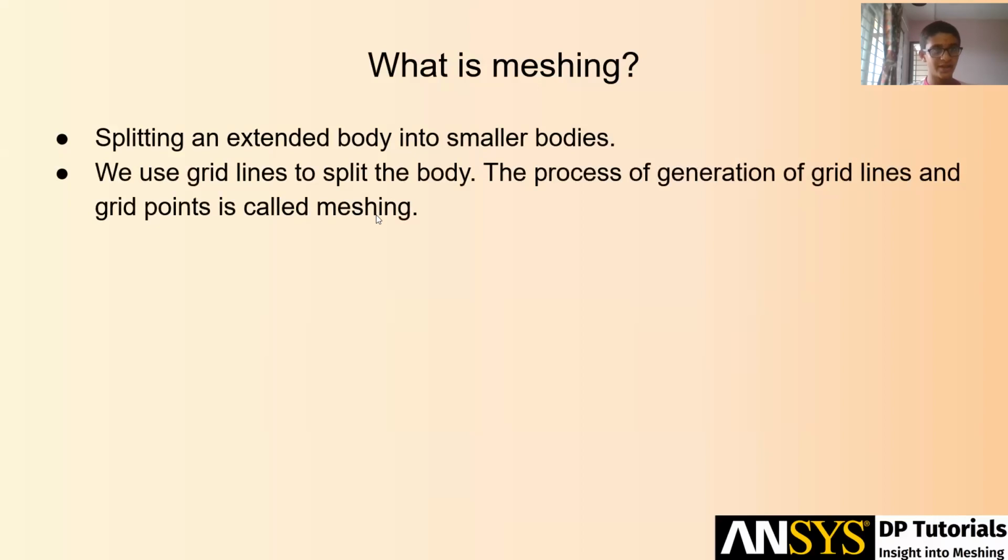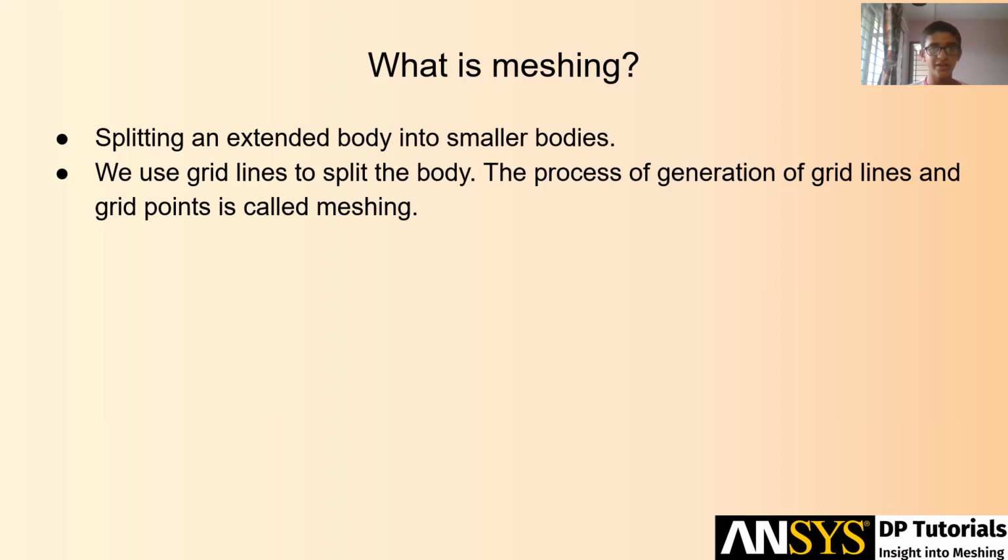We'll use some grid lines to split the body. Grid lines are a set of lines which we make on a paper or anywhere. They may be rectangular, or perpendicular to each other, or they may be curved. Different kinds of grid lines are possible. The simplest will be the rectangular grid lines. Then the process of generation of grid lines and grid points is simply called meshing.